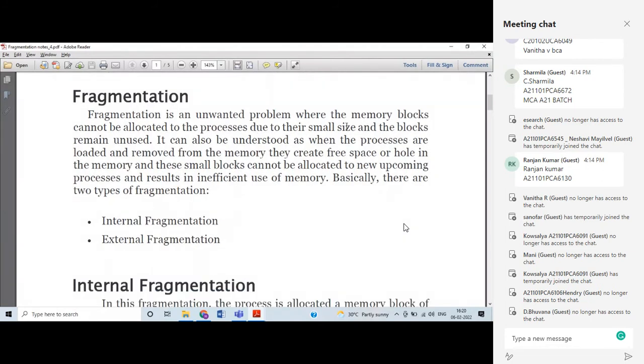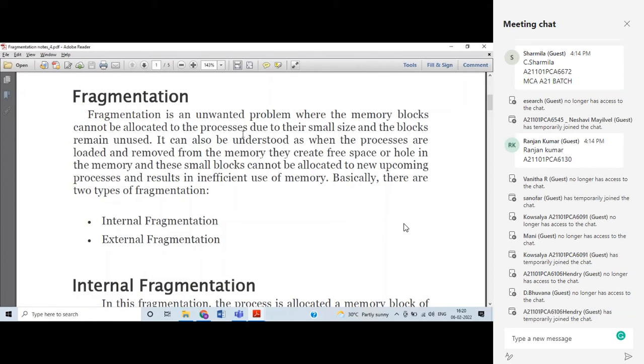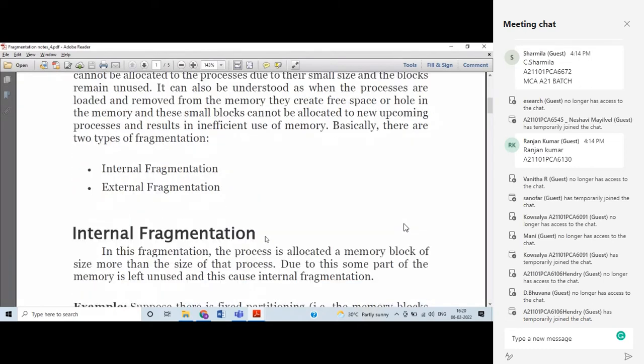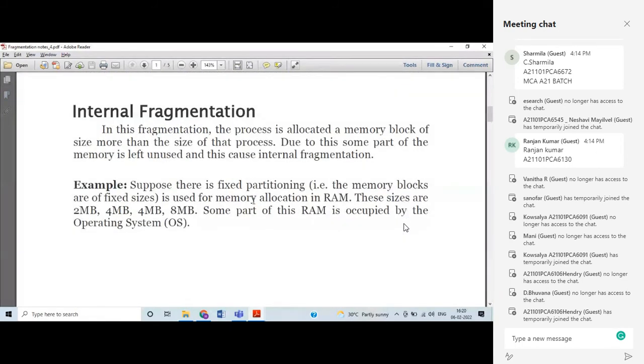Fragmentation is an unwanted problem where memory blocks cannot be allocated to processes due to their very small size, and the blocks remain unused. Okay, that is the definition of fragmentation. There are two kinds of fragmentation: internal fragmentation and external fragmentation.